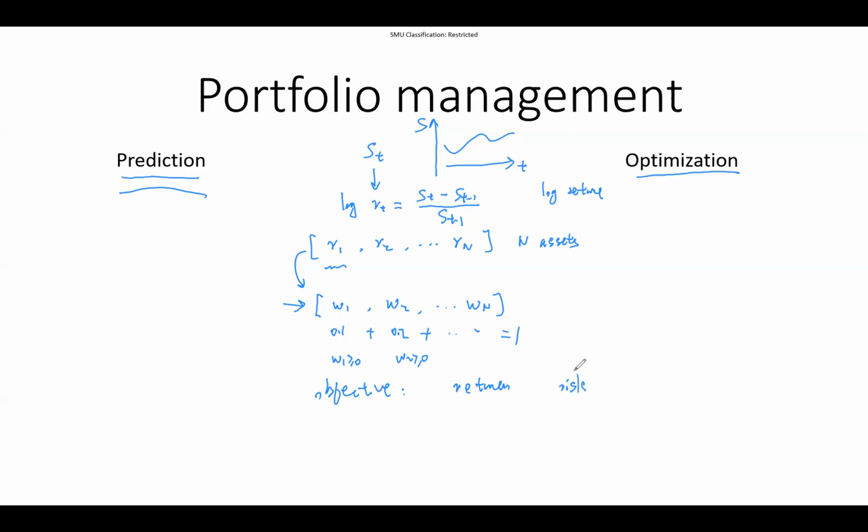When it comes to return and risk, both are at portfolio level. Now we have n assets. How do we aggregate to the portfolio level in terms of return and risk?